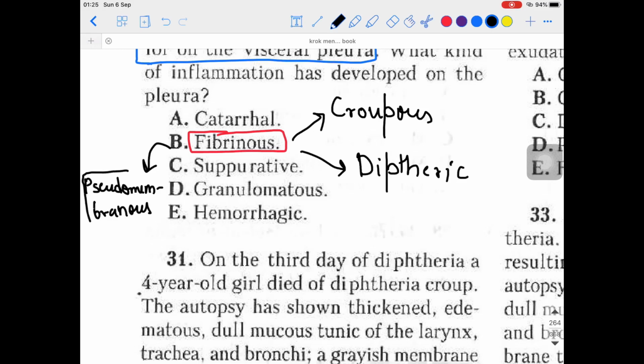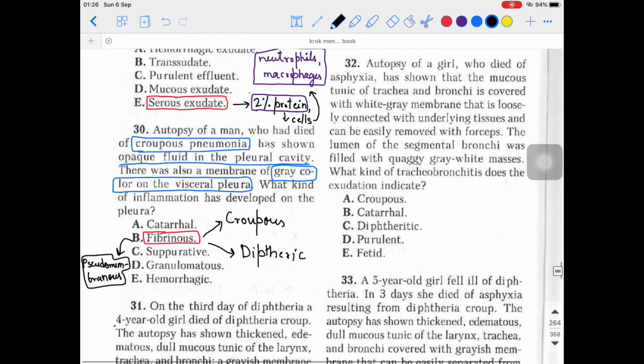Pseudomembranous inflammation. So do not get confused if this term comes in your options. Okay, in any case, what are the types? Croup and the diphtheric. Now before going into the detail of Croup and diphtheric, which kind of epithelium they involve and all these things, what are the phenomena or events happening in these two types, let me tell you about the fibrinous inflammation or pseudomembranous inflammation first. It is nothing but the inflammatory response of a mucous surface.